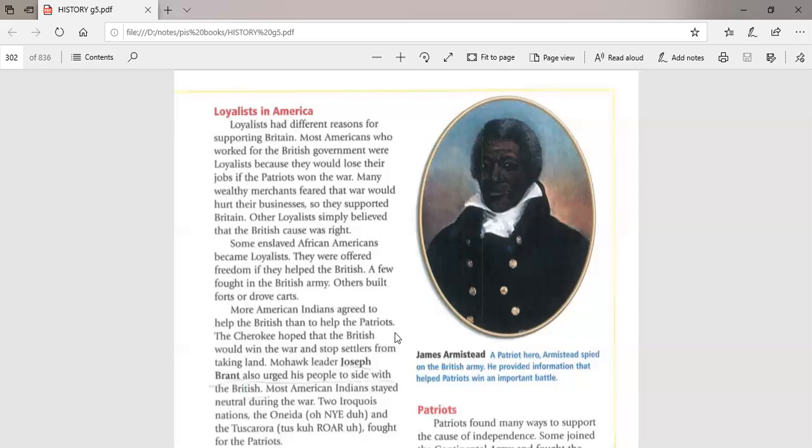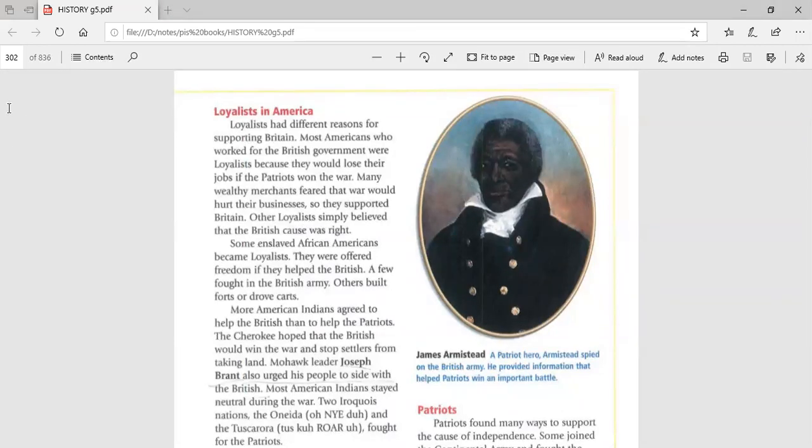What about the enslaved Africans? Some of them, not all of them, supported Britain because they got their freedom. Britain offered them freedom if they helped the British. The fourth group were some of the American Indians, because they wanted to keep their land and they wanted to get into the war, so they supported Britain.